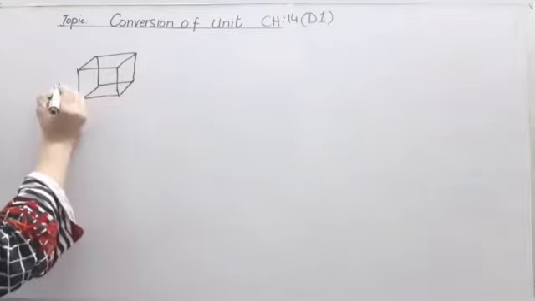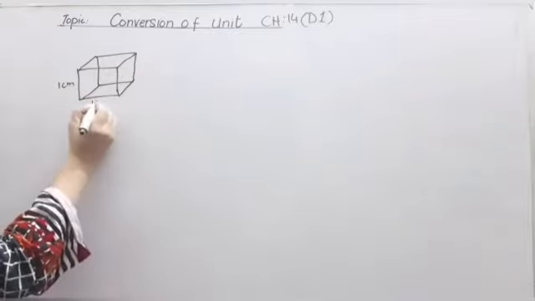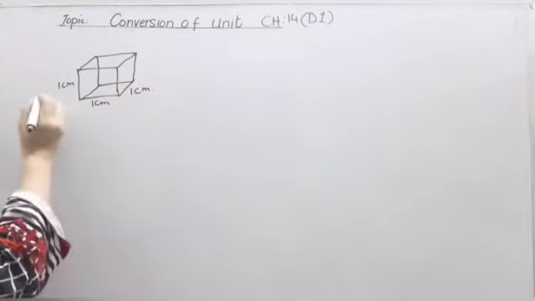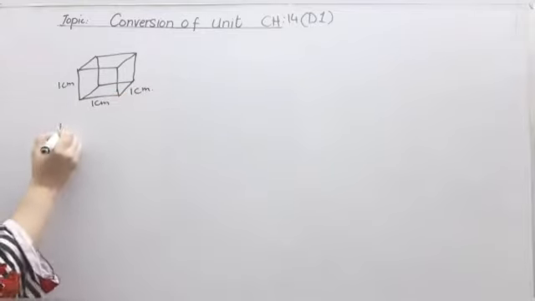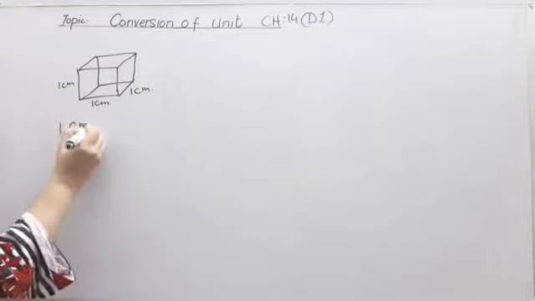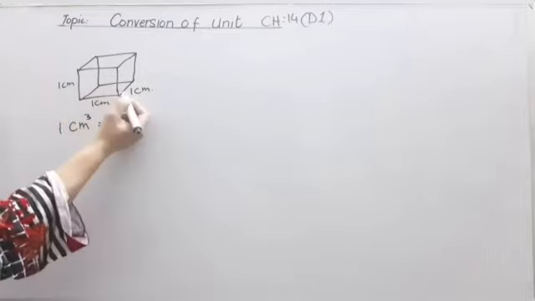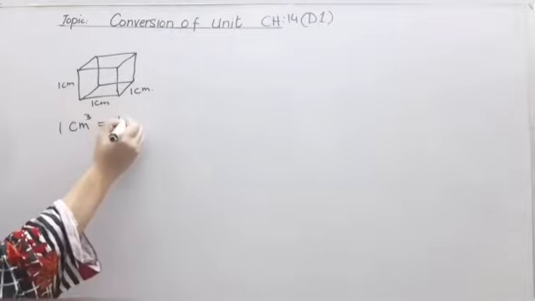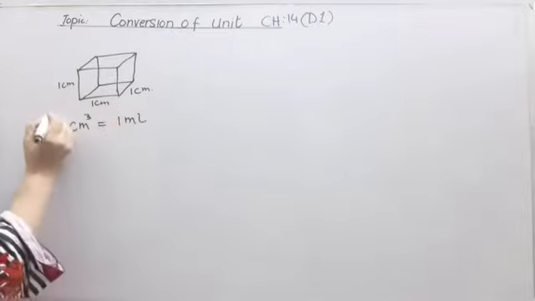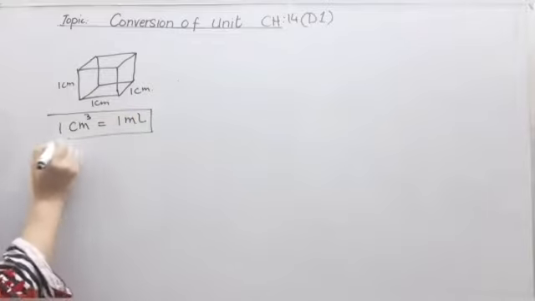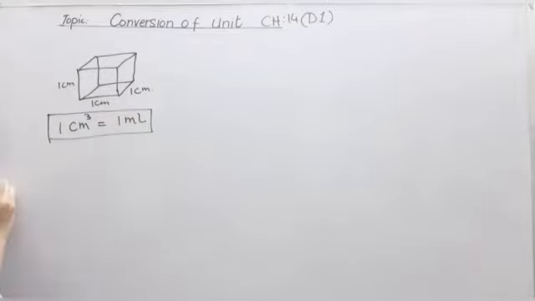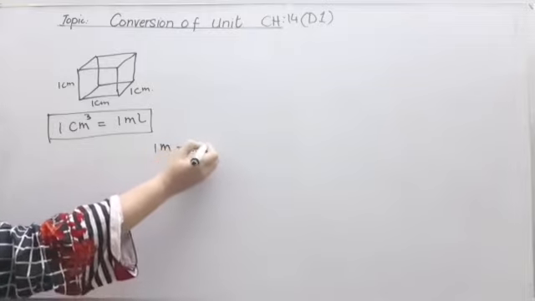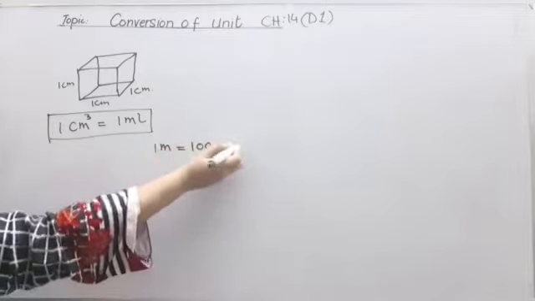If this is 1 centimeter and this is 1 centimeter and the height is 1 centimeter, then I take the cube of this. 1 cubic centimeter is equal to, if I pour water of exactly this amount, we get 1 milliliter of water in it. So this will be the base of your formula, and we know 1 meter is equal to 100 centimeters.